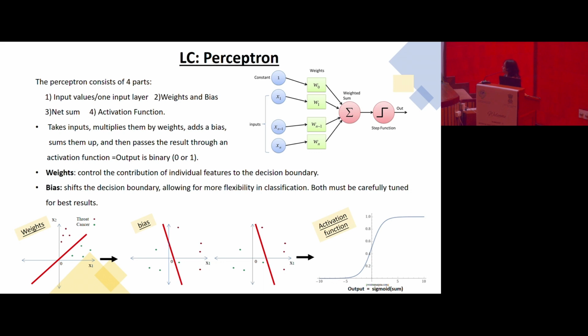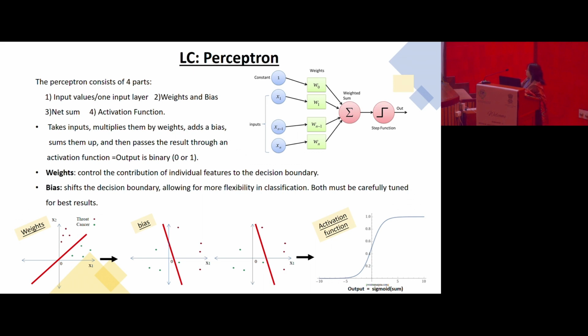So if we try to understand what weights are all about, these are the special numbers that are assigned to the input features such that they can control the contribution of individual features in terms of making decision boundaries. Or you can say in simpler words that weights help us to create the decision boundary. Whereas bias shifts the decision boundaries, allowing for more flexibility in case of classification.